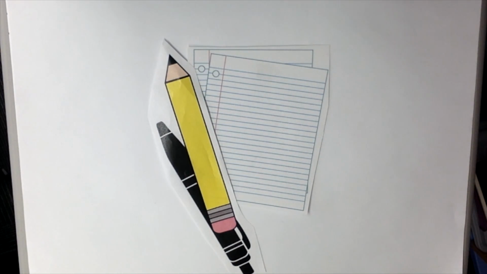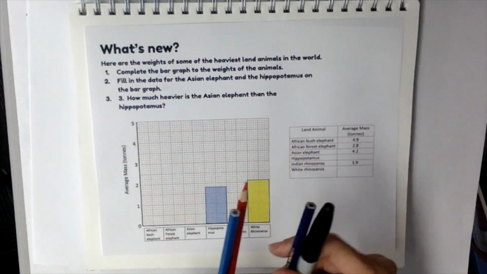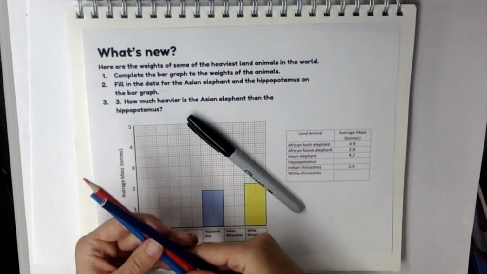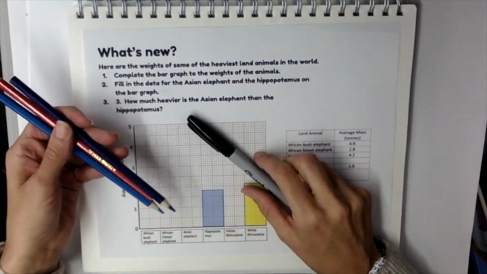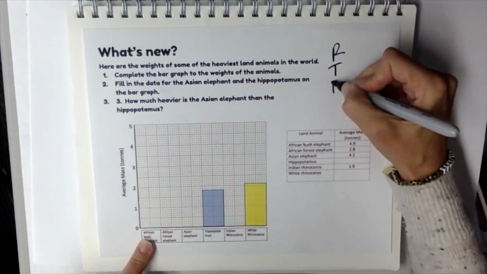Okay, we are going to get started with our what's new. Grab your tools to do some mathematical thinking along with me. In addition to my Sharpie today, I also have some colored pencils to help me make our bar graph. So let's get started with RTDW.